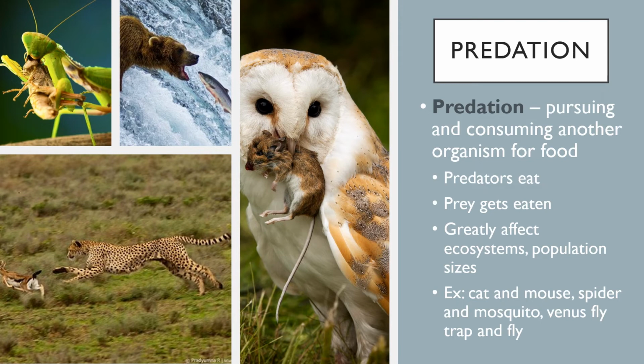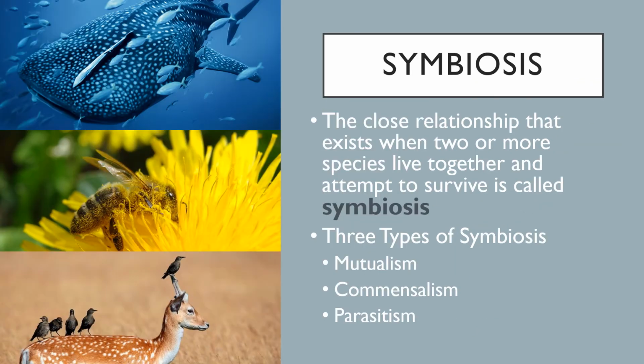So some examples of predator-prey: you have a cat eating a mouse, you have a spider eating a mosquito, or a bat eating a mosquito. In the pictures, you have the bear eating the salmon. You have a praying mantis eating some type of other insect. So it's where you get your energy by eating something else.